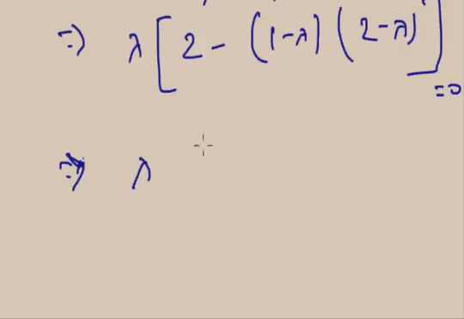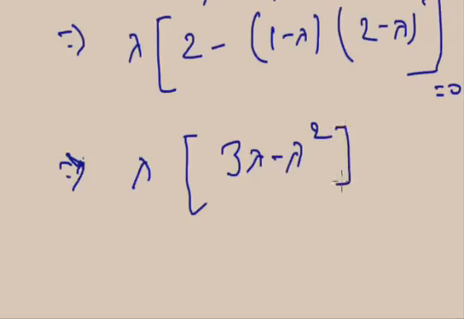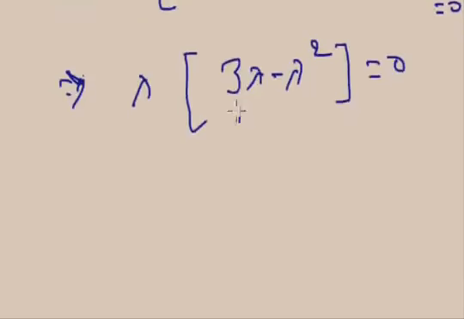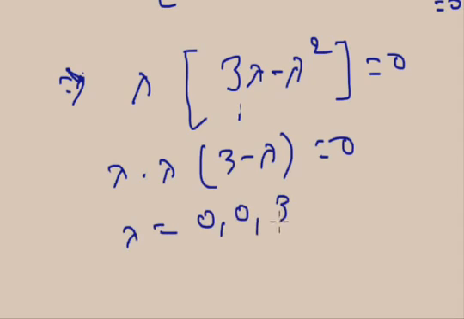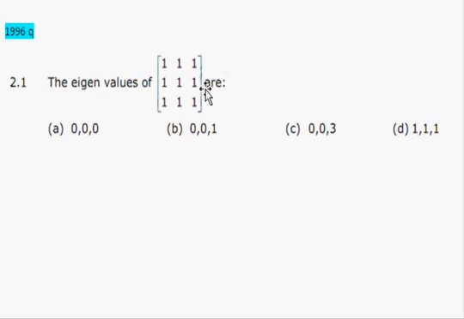This means lambda into, when you solve this, it will be 3 lambda minus lambda square is equal to 0. So you will get lambda into (3 minus lambda) is equal to 0. So lambda will be equal to 0, 0 and 3. So the solution for this is 0, 0, 3. So C is the solution.